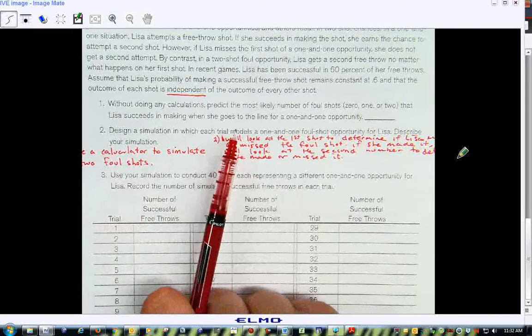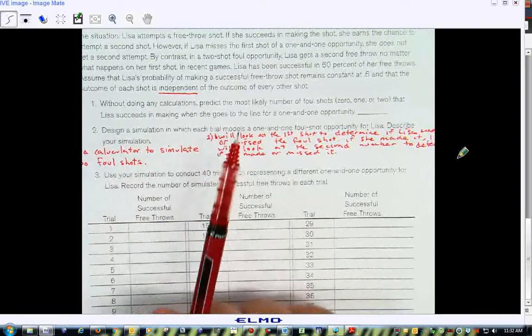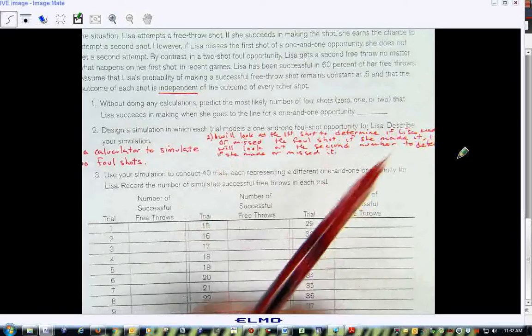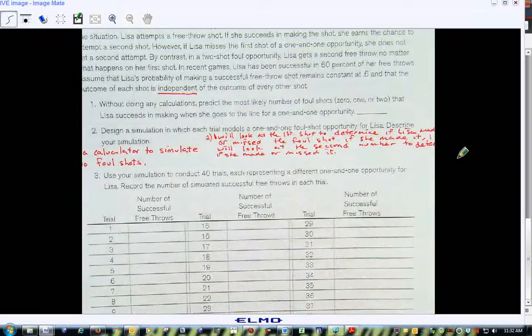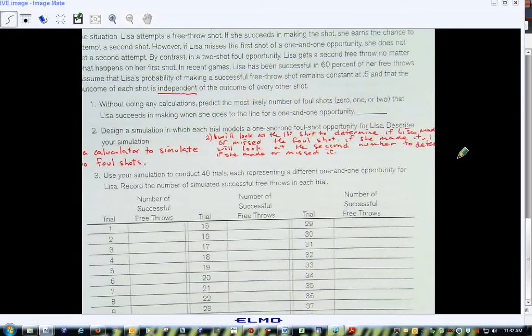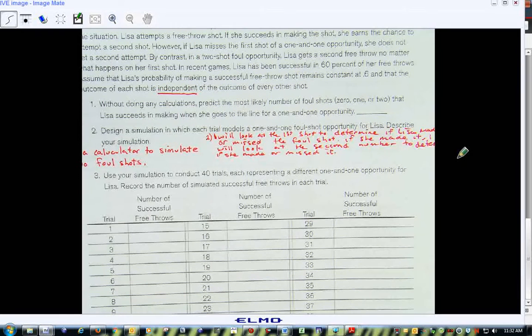We're going to look at the first one. If the first one's a success, we're going to look at the second one to determine whether it's a success or not. Now, determining it, the calculator has to be able to tell us whether she made or missed one. And there's a really simple way of doing this.